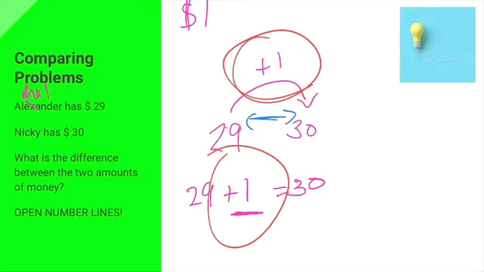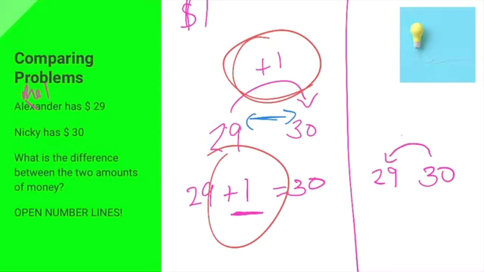That's the difference. You can also solve this a different way. Watch as I draw another open number line for this problem. This time I'll jump from 30 back to 29. So I start at 30. I can put my two numbers there because I know what they are. Then I'm finding that difference. I can take a hop backwards of 1.